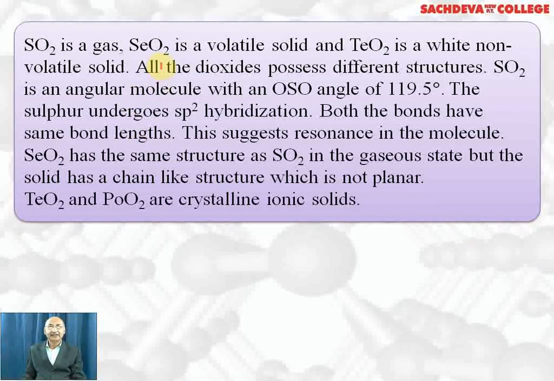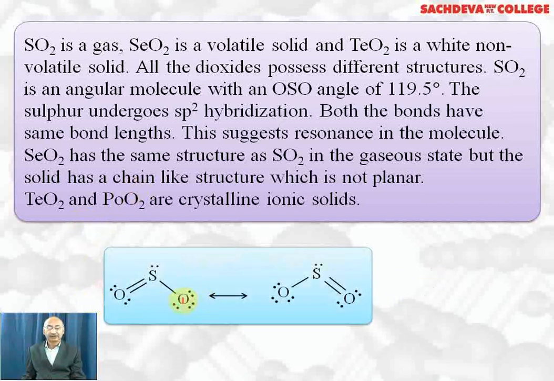SO2 is a gas, SeO2 is a volatile solid, and tellurium dioxide is a white non-volatile solid. All the dioxides possess different structures. SO2 is an angular or V-shaped molecule with sp2 hybridization and a lone pair of electrons. Its bond angle is 119.5 degrees and the sulfur undergoes sp2 hybridization. Both the bonds have the same bond length due to resonance. SeO2 has the same structure as SO2 in the gaseous state, but in the solid state it has a chain-like structure which is not planar. TeO2 and polonium dioxide are crystalline ionic solids.